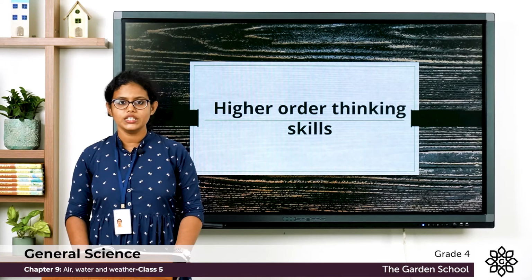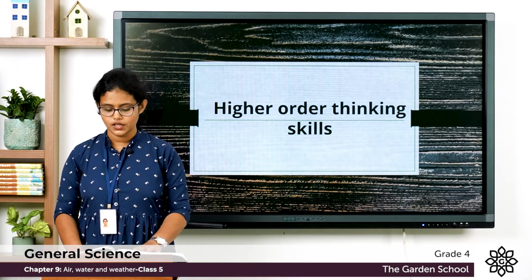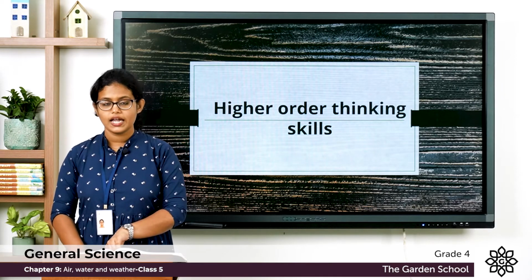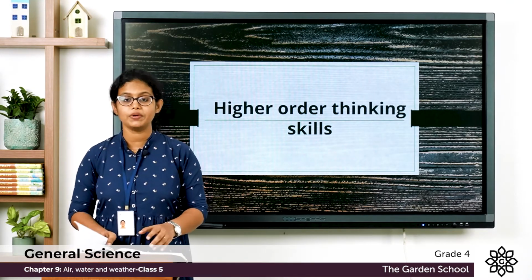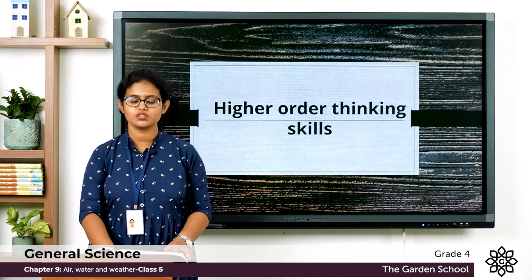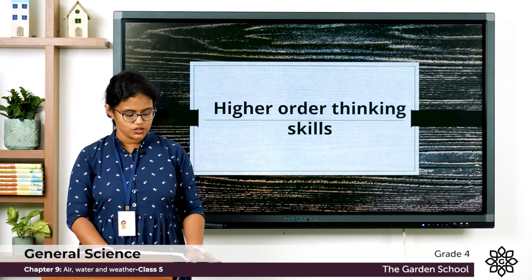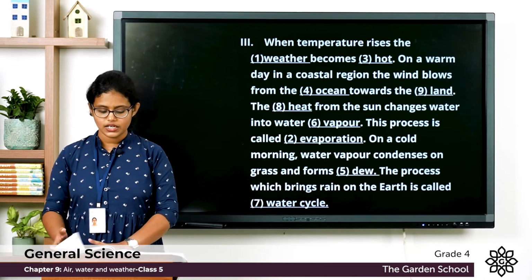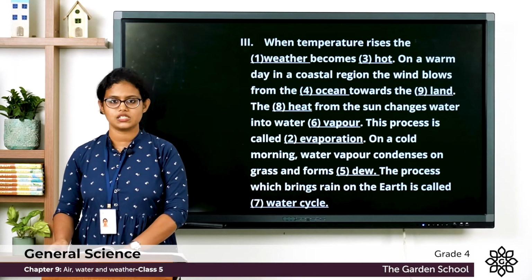Now let's move to the third one. You can see a word puzzle here. With that, you need to complete the following passage in the next page. So let's discuss the passage, then you can complete the word puzzle.